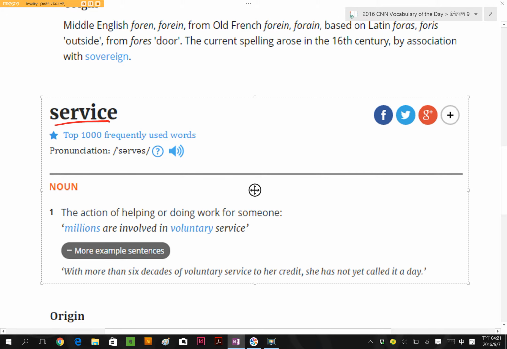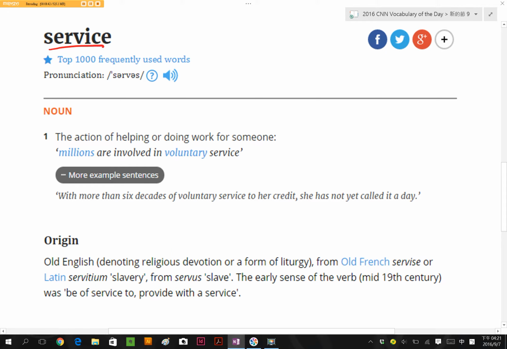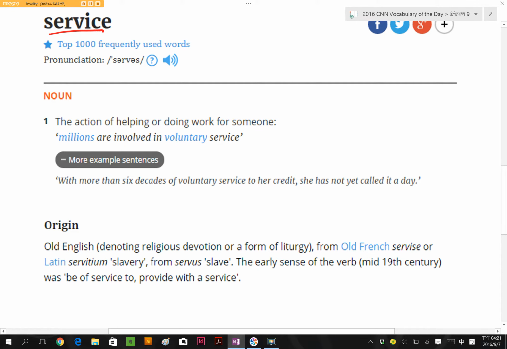And the second vocabulary word is service. Noun: the action of helping or doing work for someone. Millions are involved in voluntary service.